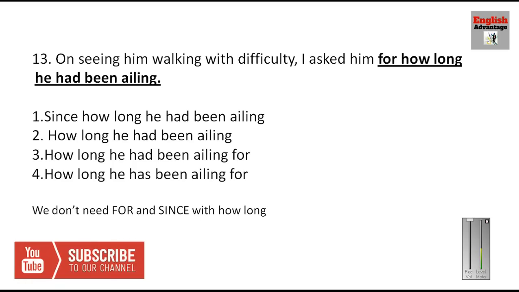Now let us see the next sentence, number 13. On seeing him walking with difficulty, I asked him for how long he had been ailing. This sentence structure is correct. This sentence pattern is correct because we are talking about past to past. And with past to past, we have to use the past perfect tense. So past perfect tense is correct here. But mind you one thing, for and since are not used with the words how long. With how long, we do not need these words for and since. They are extra, they are needless, they are superfluous. So the answer would be how long he had been ailing.